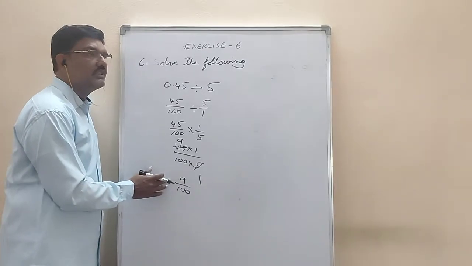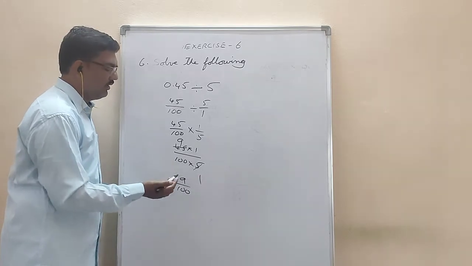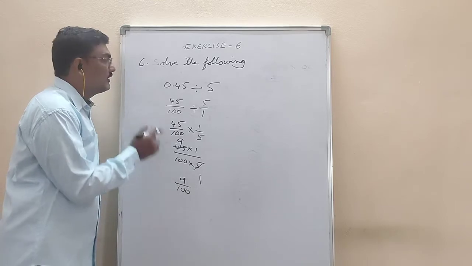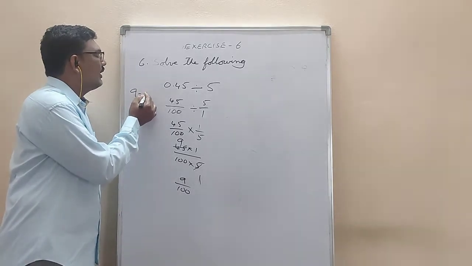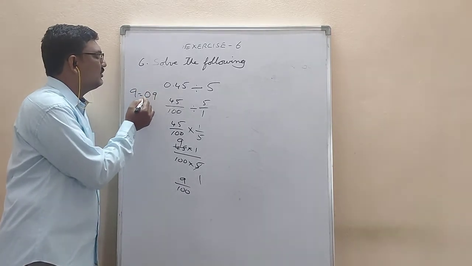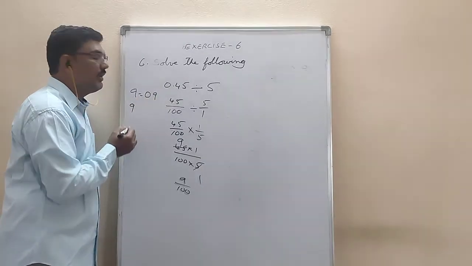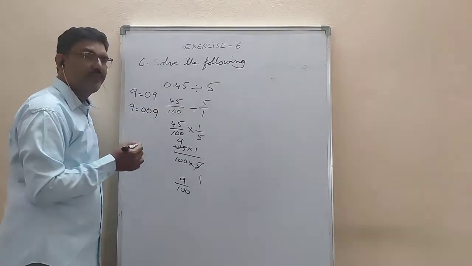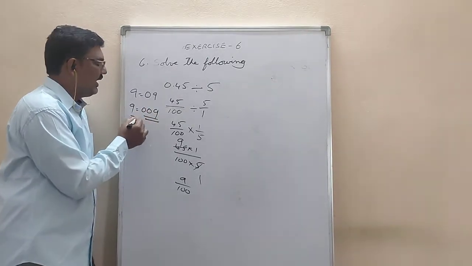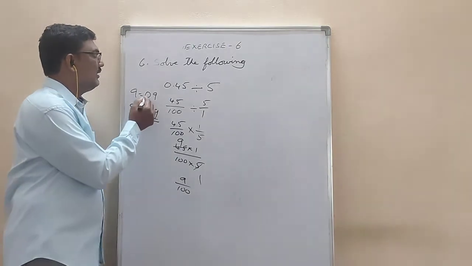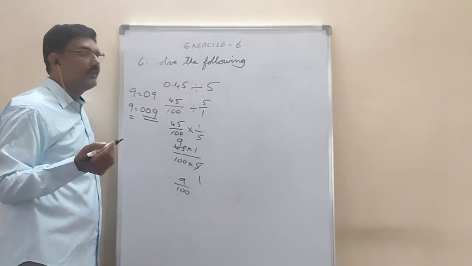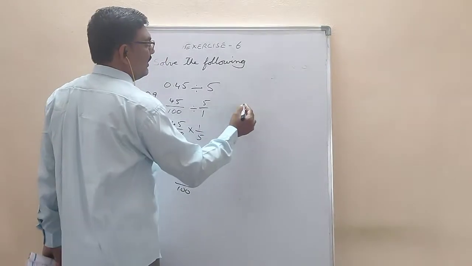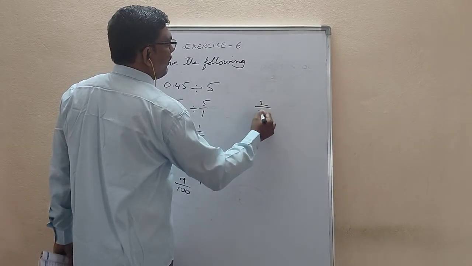9 by 100 means 2 zeros are there. You have to convert this rational number into a decimal number. So before 2 digits you have to keep a point, but you have here 1 digit. So a 1 digit number, how can you write the same number using 2 digits? Means 09. A 1 digit number, how can you write using 3 digits? Means 009. 009, 09 and 9 are equal only.